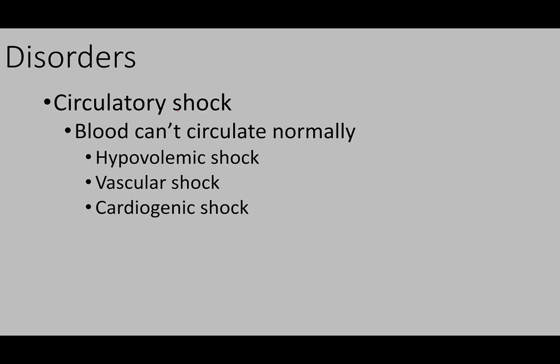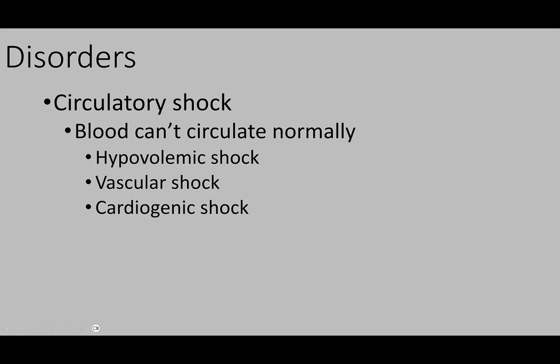Next, circulatory shock. And circulatory shock, there's a few different types of it. So in circulatory shock, really what it means is we cannot circulate our blood normally, but the reason could be different. In hypovolemic shock, this means we do not have enough blood. So something like a hemorrhage is taking place. If you don't have enough blood, well, now we can't circulate that blood.